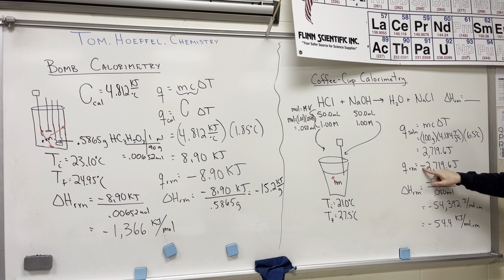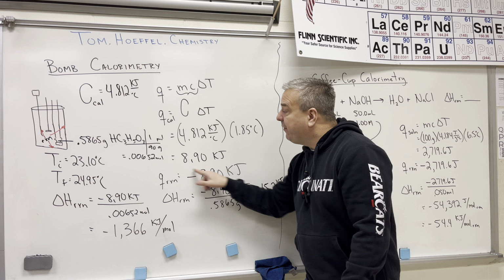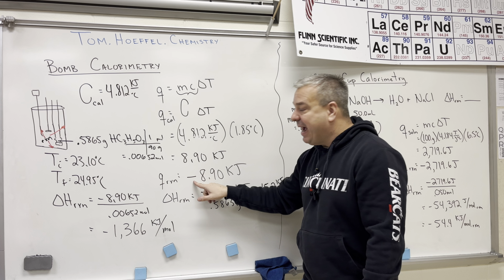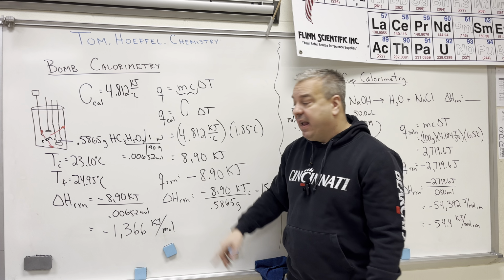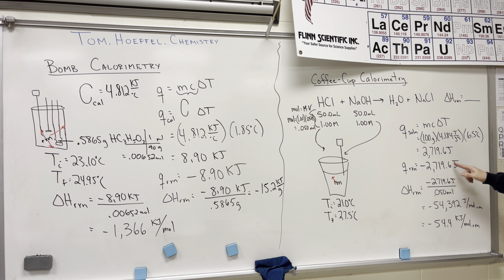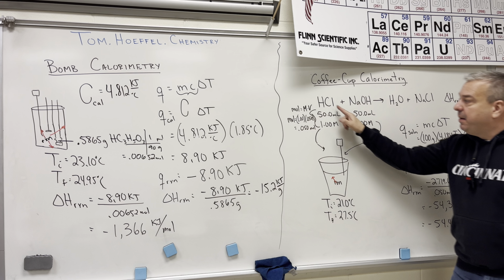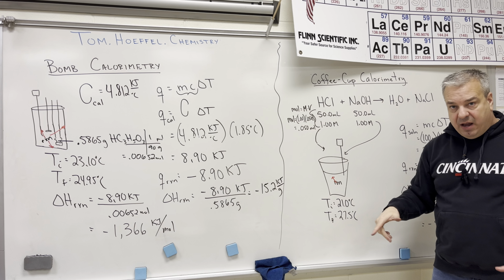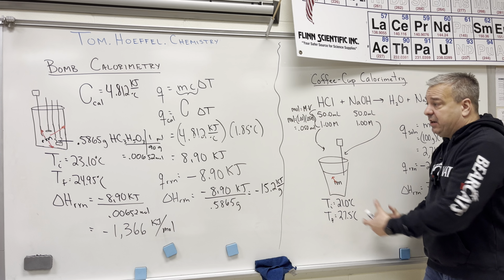And then I make it the opposite, just like I did here. I found out what was the heat absorbed by the calorimeter, and the chemical reaction is the opposite of that. And then I can put it on a per gram or per mole basis. In this problem, we put it on a per mole basis by figuring out how many moles of hydrochloric acid was actually reacted in the coffee cup calorimetry.